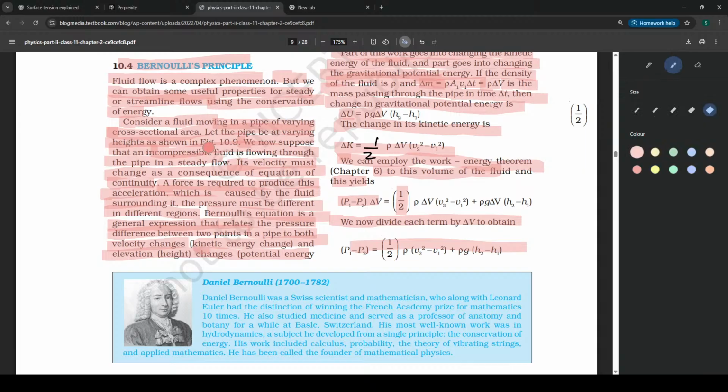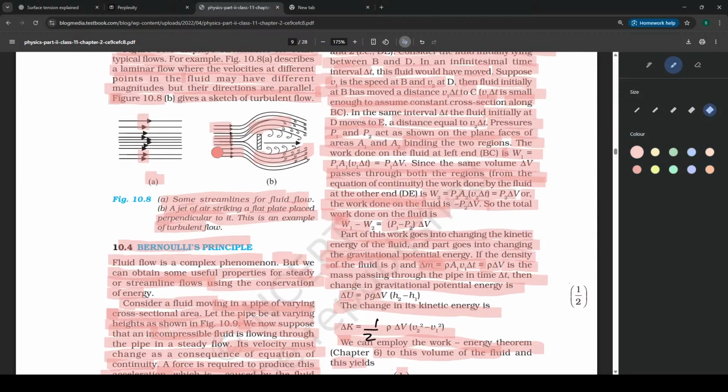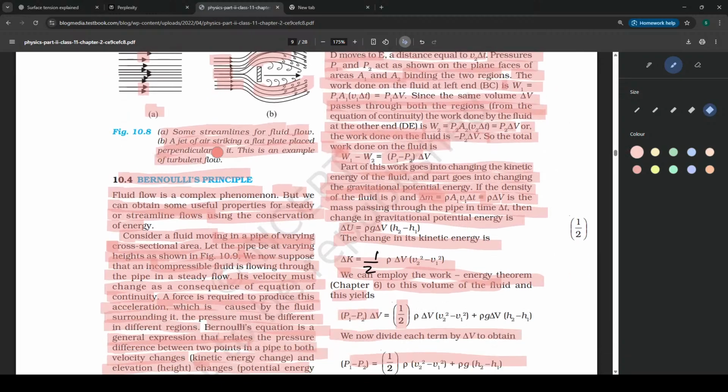And the work energy theorem basically states that work done is equal to the change in kinetic energy. Work done we got in the prior equation. We got P1 minus P2 delta V.